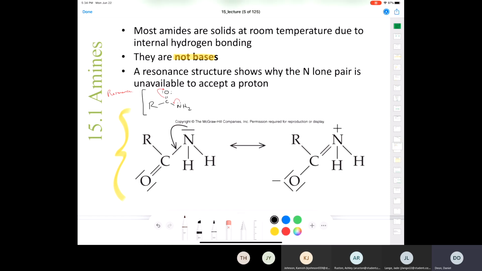So let's draw what the other resonance contributor would look like. It would look something like this, where we have one bond to oxygen. And now the oxygen would have a negative charge, and we would have a double bond to the nitrogen. And the nitrogen would have a positive charge. Right? If we're starting with something that's neutral, we have to end up with something that's neutral. Okay? So my point is this.